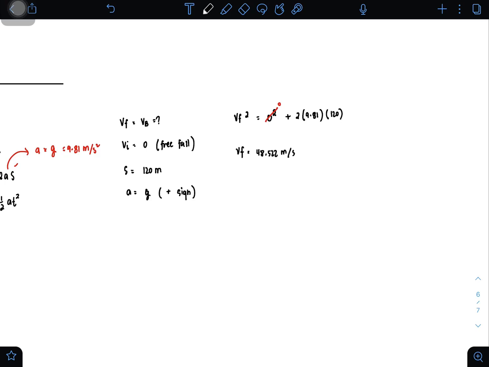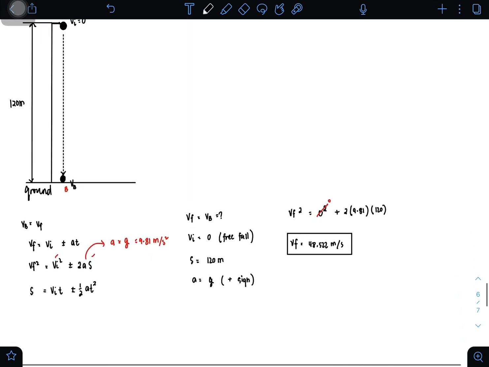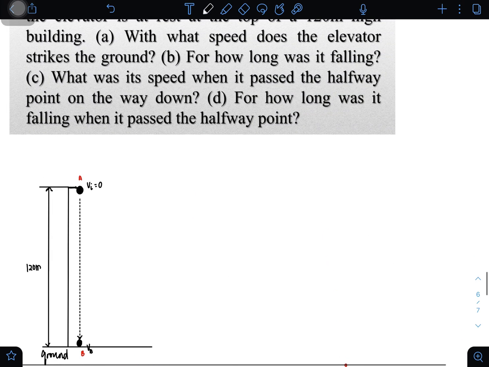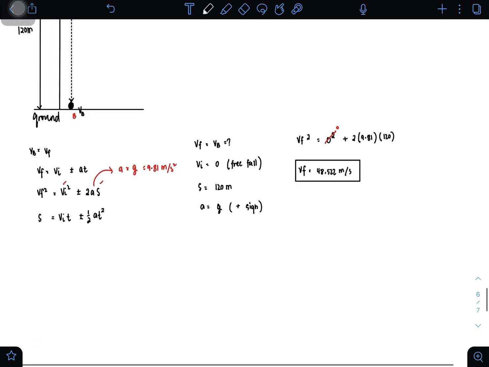That's meter per second. So this is the velocity when the elevator strikes the ground. Okay, next question, letter B. For how long was it falling? It is asking for the time. So better yet, we're going to use this one.